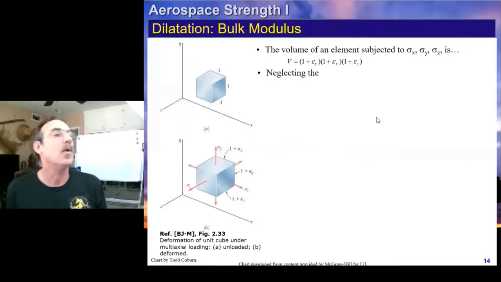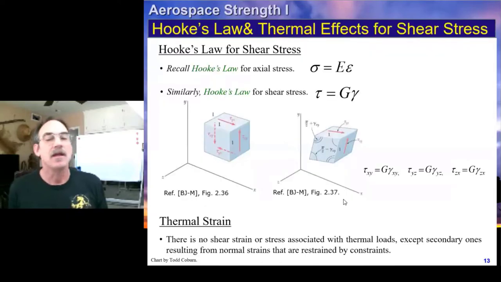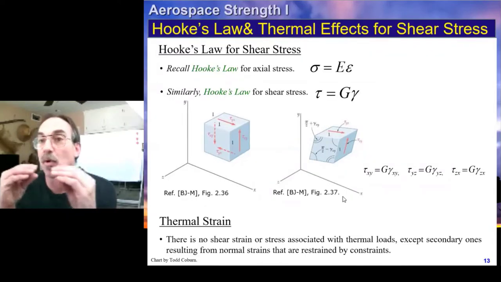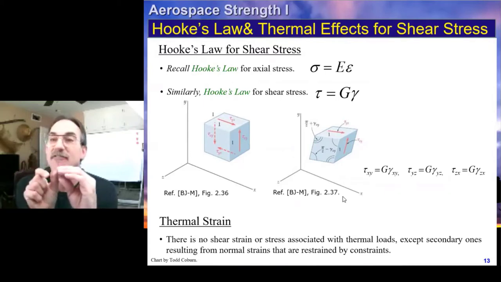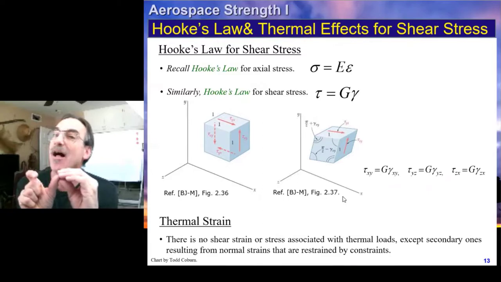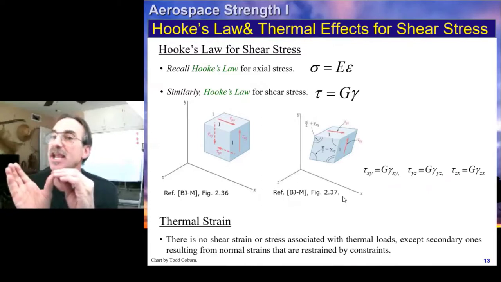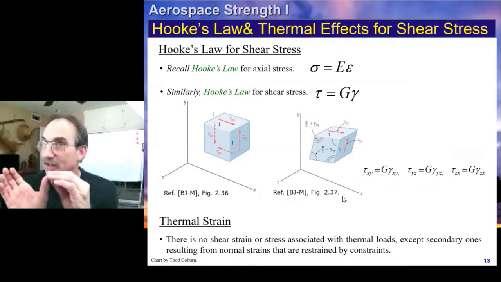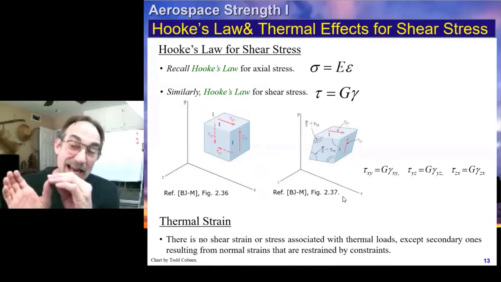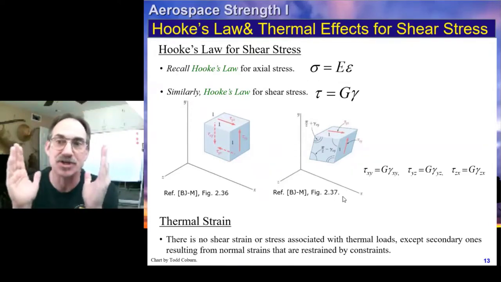Okay. Oh, thermal strains. All right. Remember when we were talking normal stresses, we got a deflection associated with temperature change equal to alpha delta T. That gave us a temperature change, which gave us a deflection, which means we have a strain. We don't have a stress unless we're restrained.